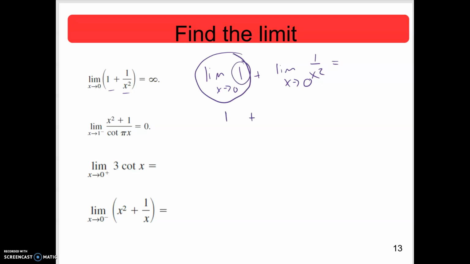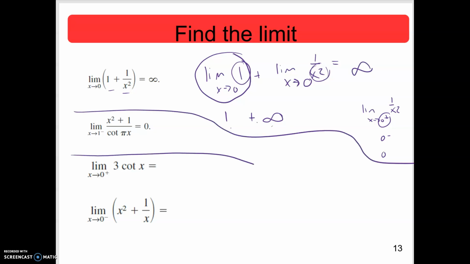Now, what happens with this one? Well, I'm dividing by 0, right? So this is an infinite limit. So this one should be infinity. Now, this is one of those cases where the limit as x goes to 0 from the right of 1 over x squared is the same as it's from the left, or if it's just 0, because the bottom's squared. That's everything's going up, right? That's a vertical asymptote. So 1 plus infinity is still infinity. Okay.